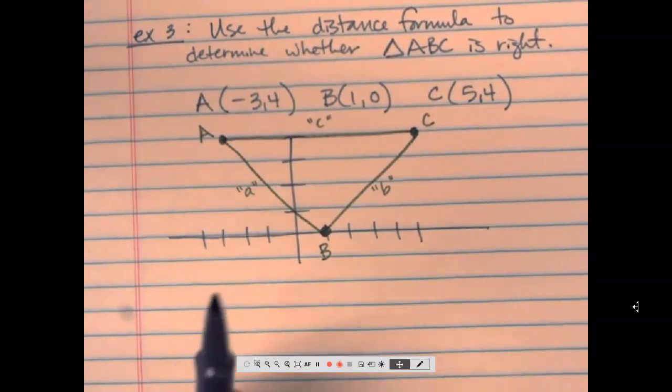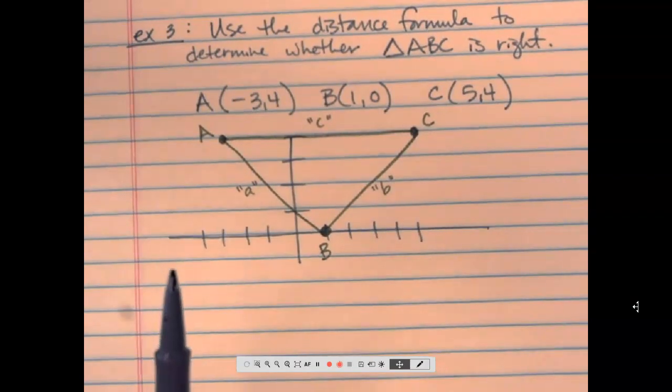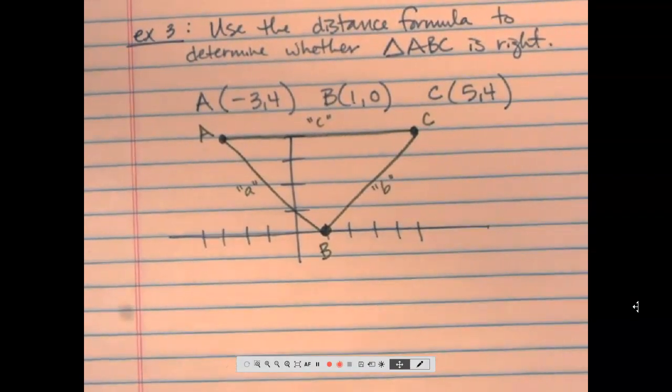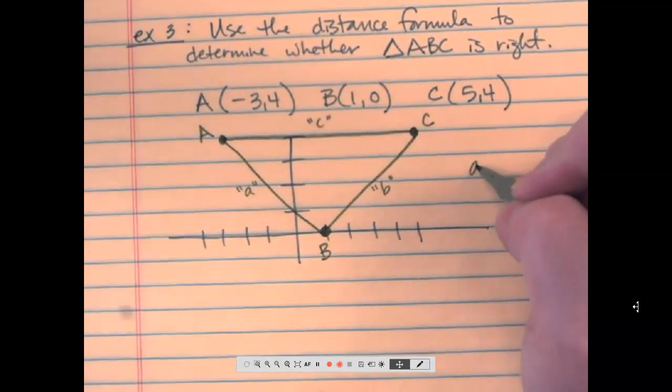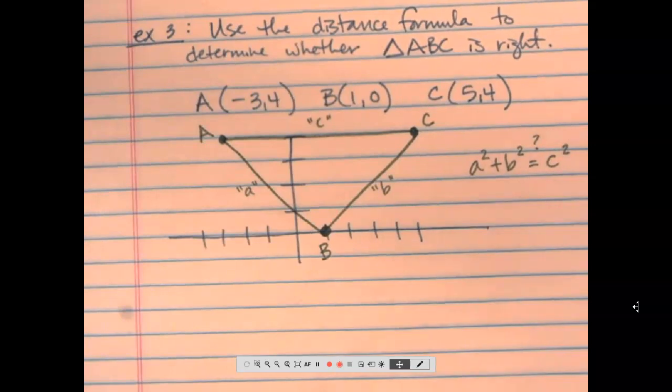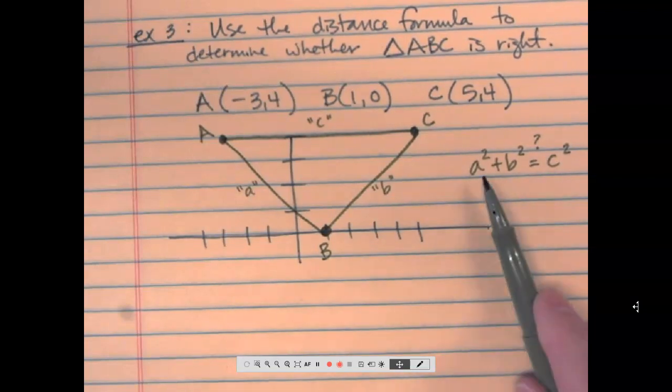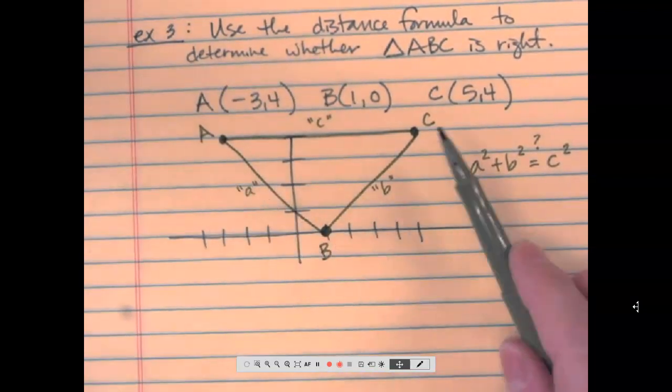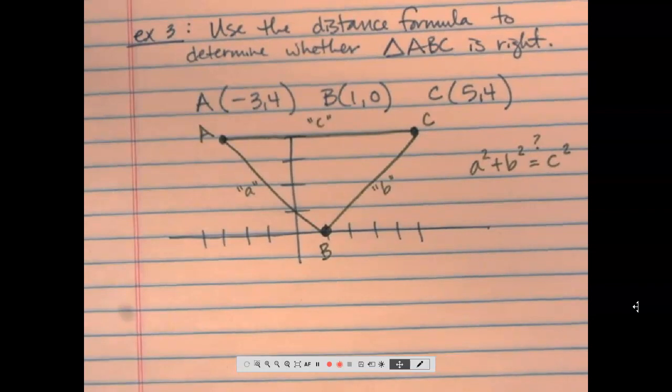So what I'm going to do is test the Pythagorean theorem. I'm going to figure out, is A squared plus B squared equal to C squared? If it is, it's a right triangle. If it's not, it's not a right triangle. It's just that simple. So in order to find the lengths for A, B, and C, that's where the distance formula is going to come in. That's a whole lot of work, I know.